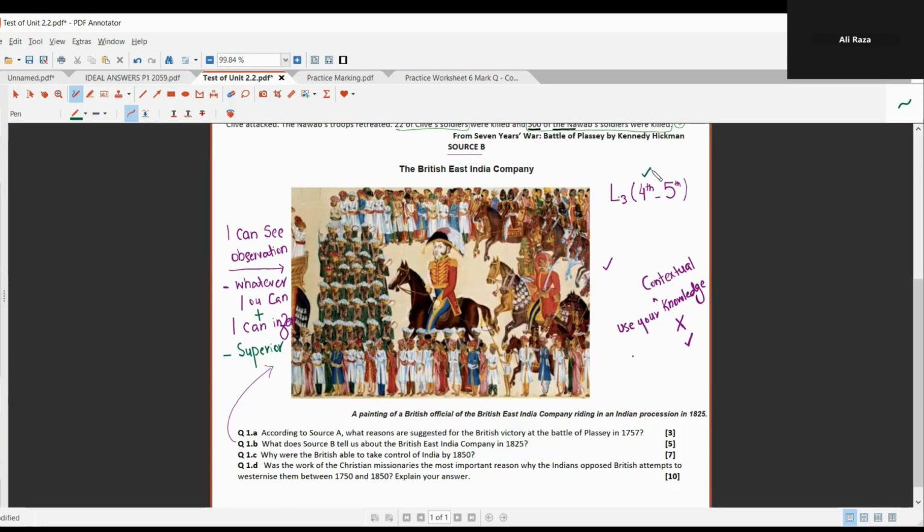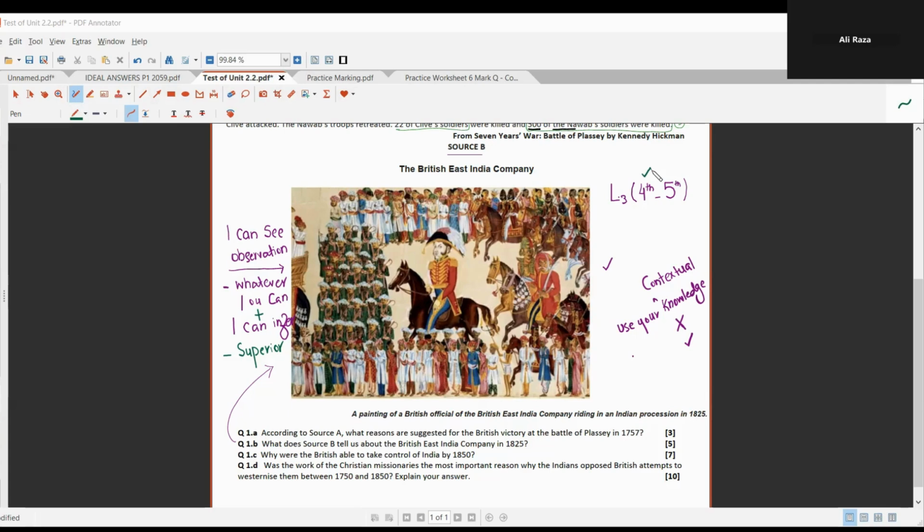To get the fifth mark, you have to give one more observation and then support it with another inference. For example, another observation could be the uniform that he is wearing. What can you note about the uniform? What word can you use to describe the uniform he is wearing? Naman, can you tell? How would we describe the uniform he is wearing? Yes, sir, I was about to ask the same thing. How can we infer something from his uniform?